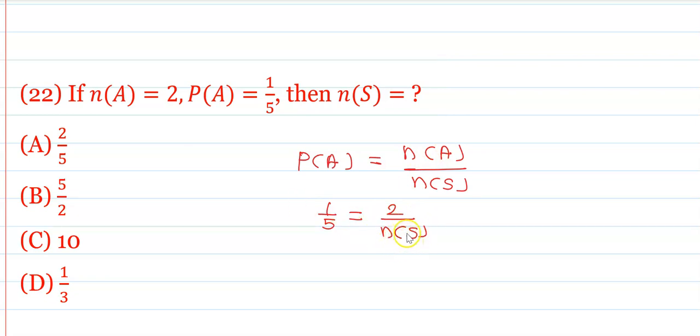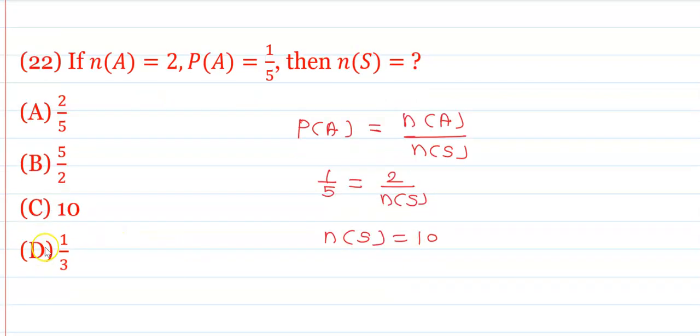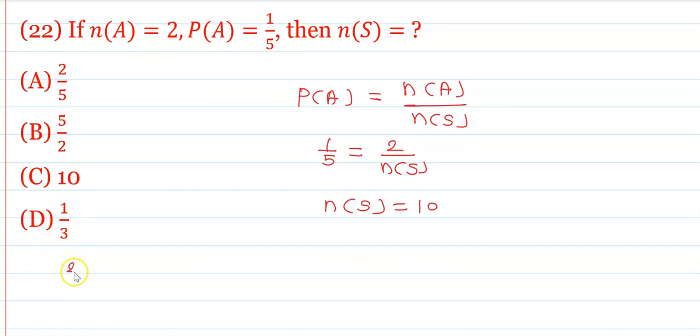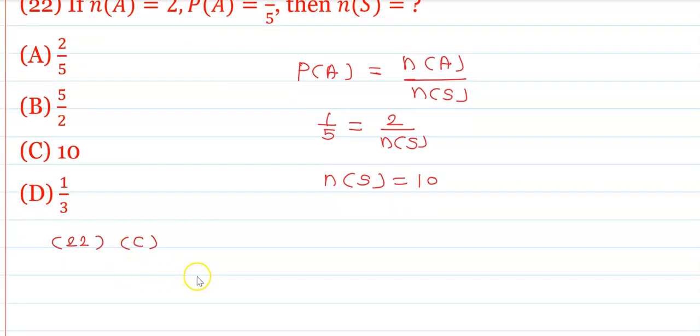Okay, cross multiplication: n of S into 1. Then therefore you will get n of S 1 into 5. Sorry, 2 into 5. 2 into 5 you will get 10. Therefore the n of S is 10. Therefore the option C is the correct one. 22. Option C is the correct one. Okay. Now the next question.